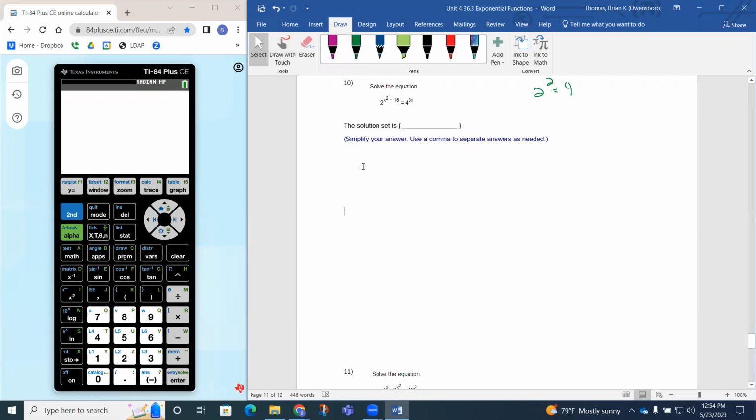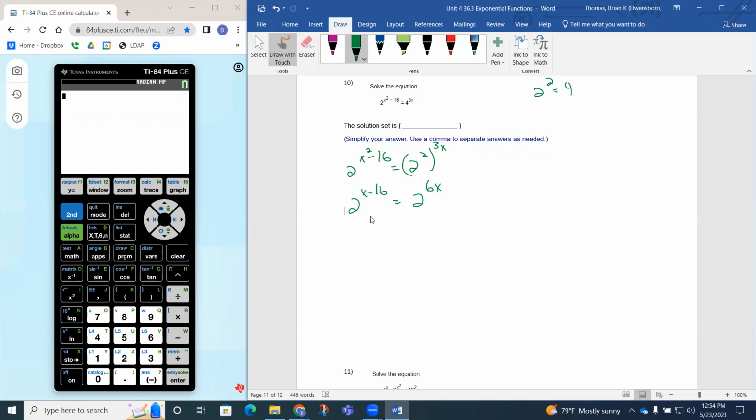So what I can do is leave the left side like it is. So I have 2 to the x squared minus 16. And what I can do is change this 4 to 2 squared, but it's still raised to the 3x power. And what we learned is a power to a power, we can actually multiply those exponents together to simplify that. So this becomes 2 to the x squared minus 16 is equal to 2 to the 6x power.